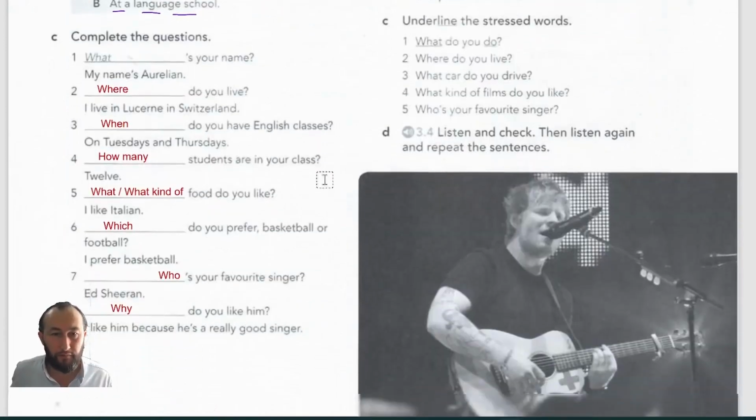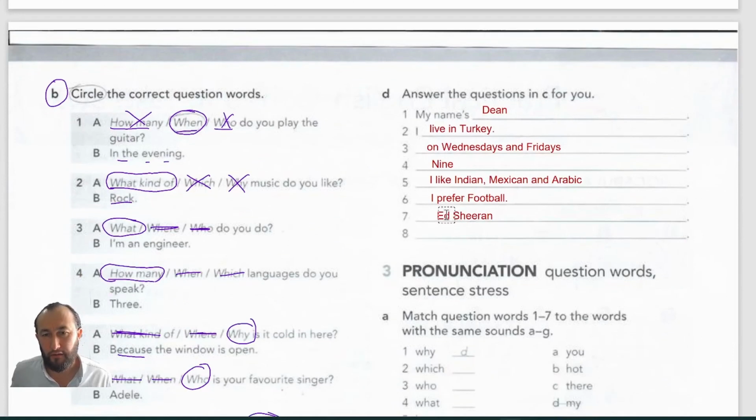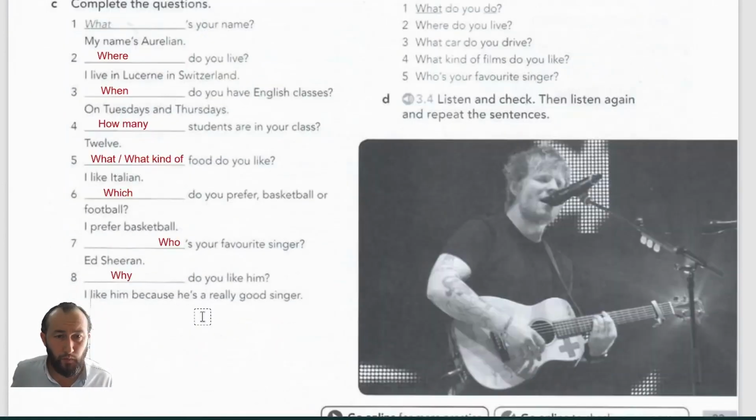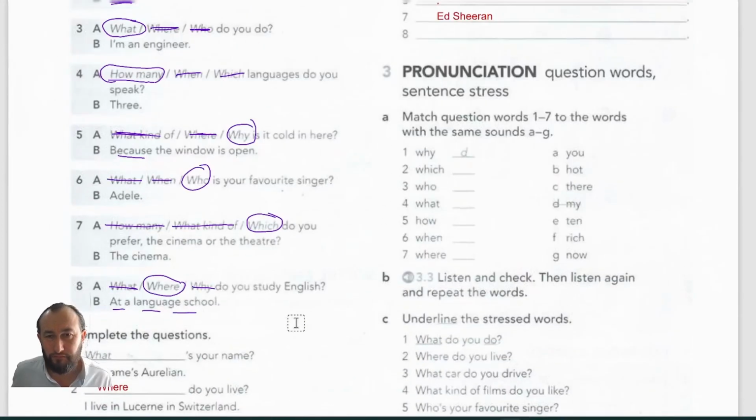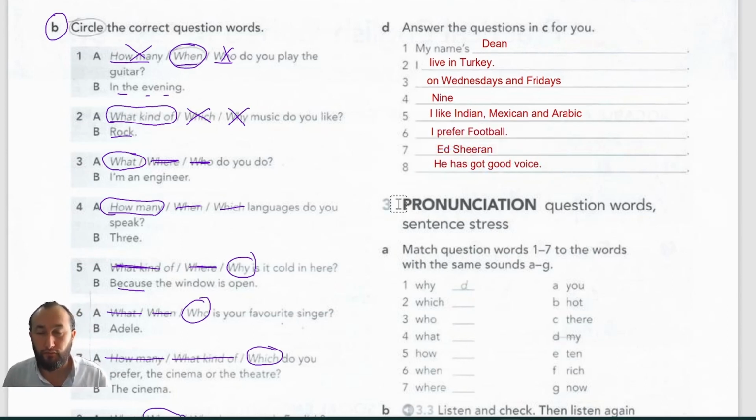I really like any music, like background music, or we can say instrumental music. But he's asking about the players, so Ed Sheeran, no problem. Why do you like him? He's a good guy. We can say he has got a good voice. He's got a good voice, for example. Just an example, guys. It's not my preference. He's got a good voice. Okay, that's it.